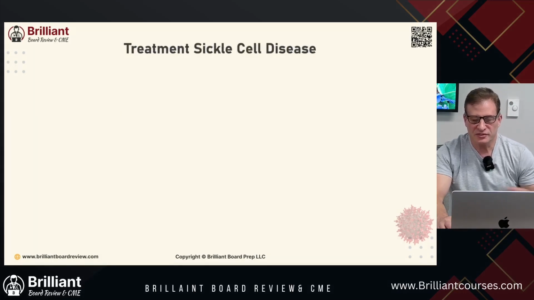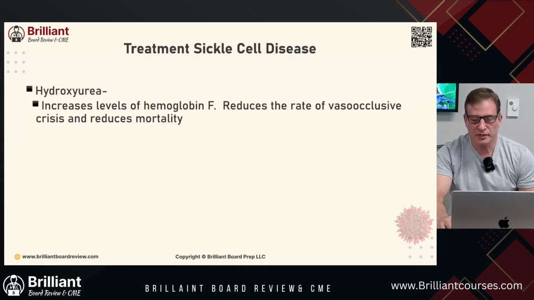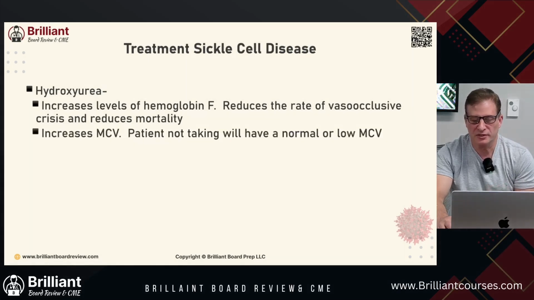Treatment for sickle cell disease: hydroxyurea increases the level of hemoglobin F, reduces the rate of vaso-occlusive crisis, and reduces mortality. It increases MCV. If patients say they're taking it but they have a normal or low MCV, they may not be taking it.